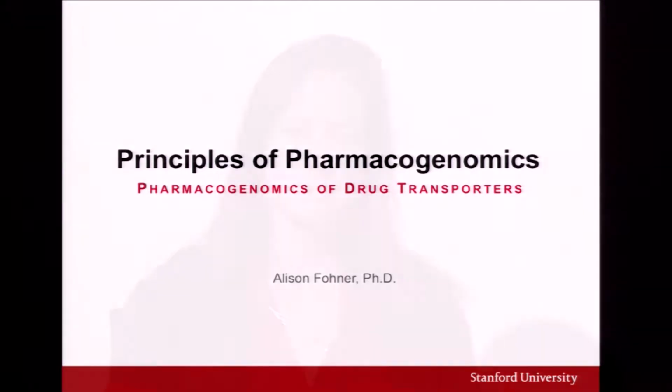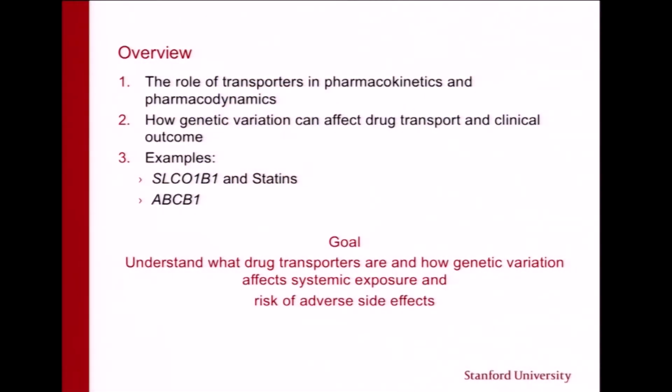Today I'm going to be talking about the pharmacogenomics of drug transporters. So I'm going to start with giving you a little overview about what drug transporters are, how they work, and where you find them, and their role in pharmacokinetics and pharmacodynamics. Then I'll tell you a little bit about genetic variation in the genes that encode drug transporters and how that affects the pharmacokinetics and pharmacodynamics of the systems.